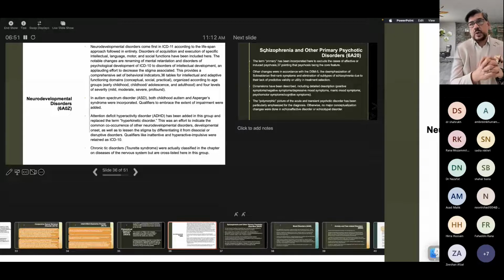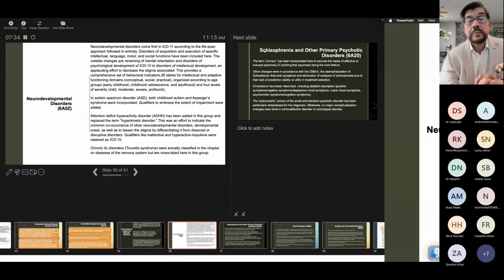In autism spectrum disorder, both childhood autism and Asperger's syndrome were incorporated. Qualifiers to embrace the extent of impairment were added as well. ADHD has been added in this group and replaced the term hyperkinetic disorders. This was an effort to indicate the common co-occurrence of other neurodevelopmental disorders, developmental onset, as well as to lessen the stigma by differentiating it from dissocial or disruptive disorders. And again, qualifiers are added to make it more comprehensive.